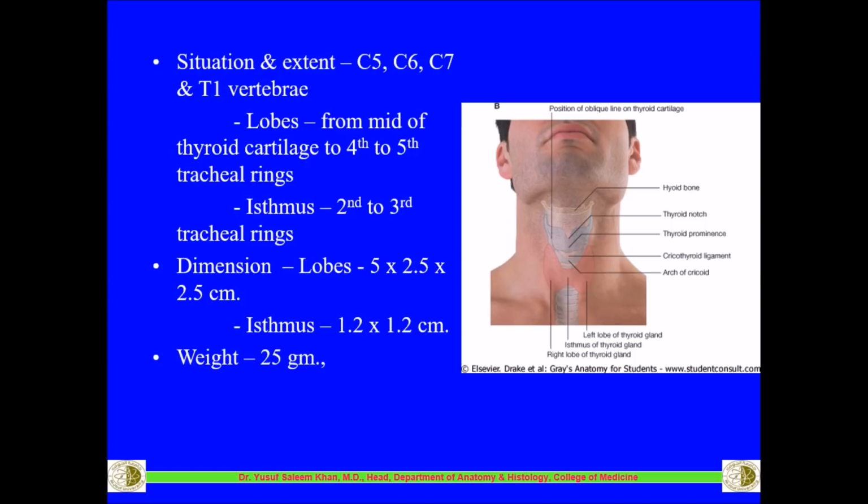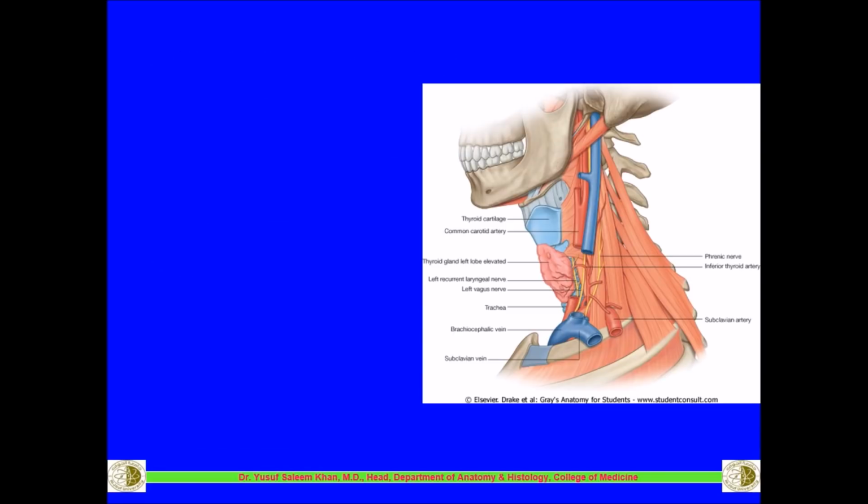Coming to the weight, it is a very small gland, as I said, almost 25 grams. And it will be much enlarged in females, especially during menstruation as well as during pregnancy, because during this period the gland will be highly secretory in function, so that's why it will be much more enlarged.